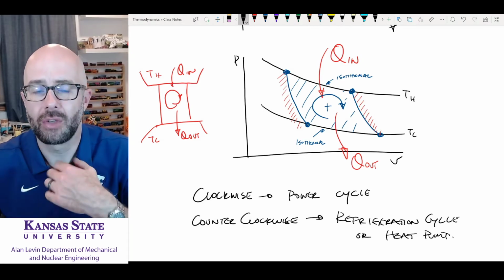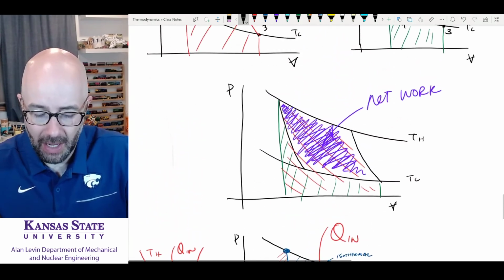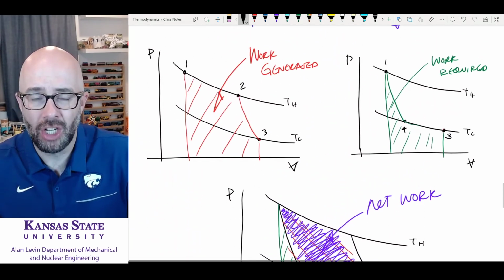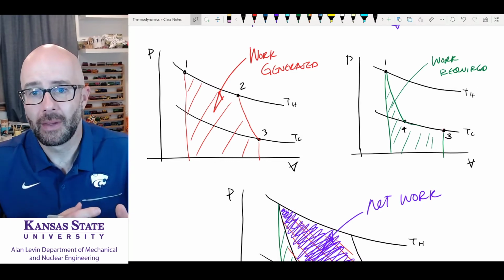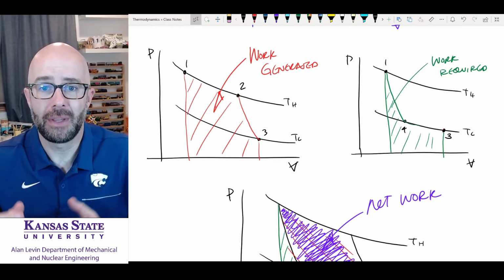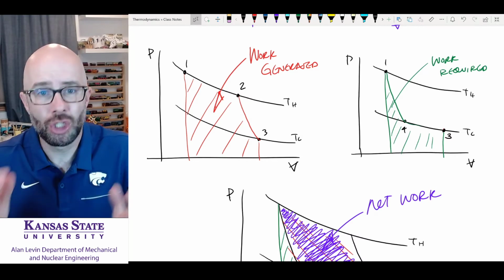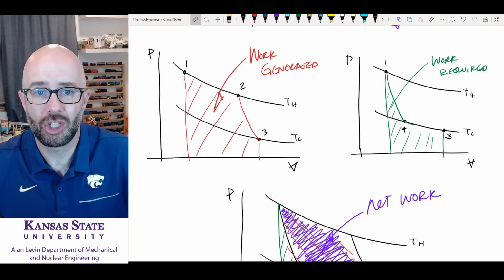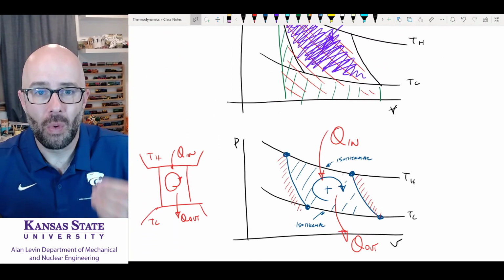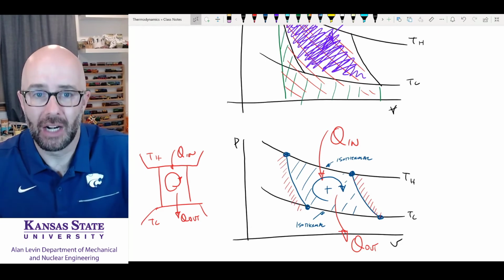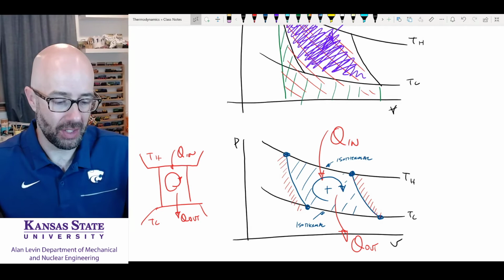Okay, you're going to have a refrigeration or heat pump if you go counterclockwise. And you could go up here to how we talked about work in, work generated, and work required, and you would see this would flip. The work generated would now be the small portion, and the work required would be the big portion. And I encourage you to do that, to take that and show yourself that more work is going to be required for those if we do this in a counterclockwise way.